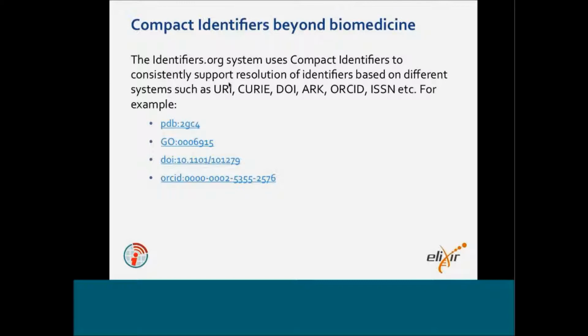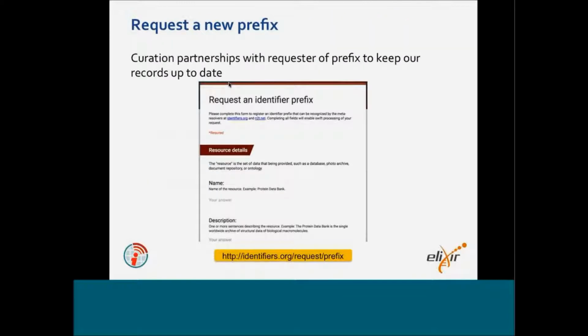It is also important to note that our infrastructure is really generic, so we can support identifiers beyond life sciences, even though most of the current resources that we have are in life sciences, but we can also resolve to DOIs, ORCIDs, etc. So how do we get the data into our registry?